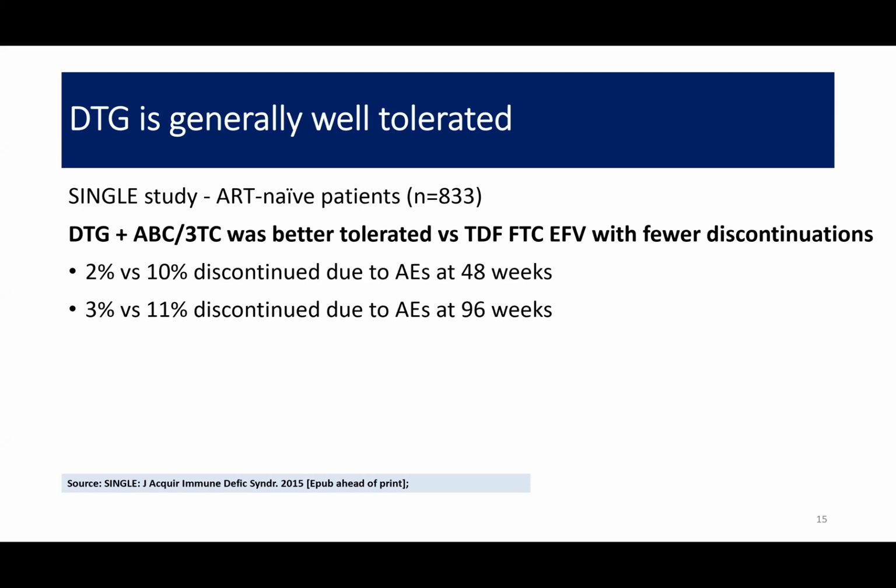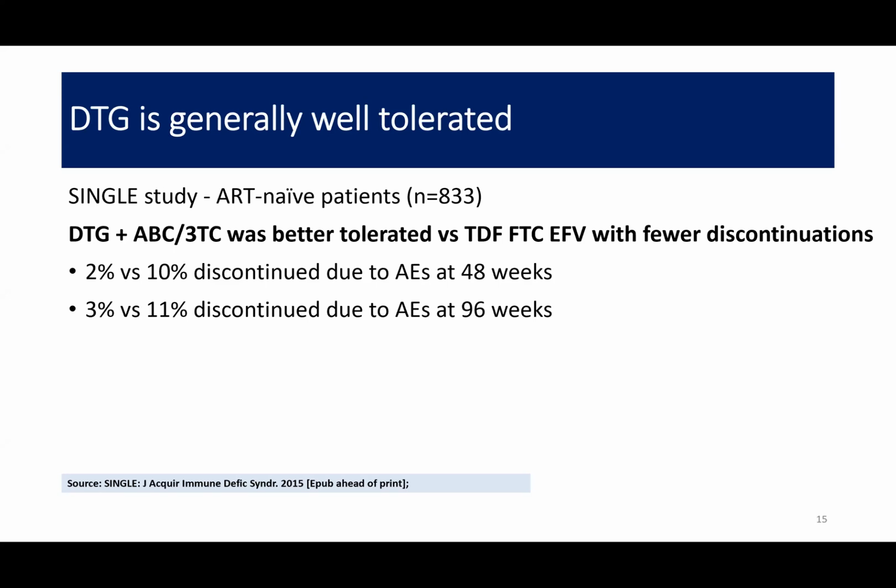And if you compare that with the DTG based regimen, it is 2% versus 10% discontinuation rates, which is a huge difference between the two regimens, efavirenz based and DTG based. At 42 weeks, this difference is 2 versus 10%.